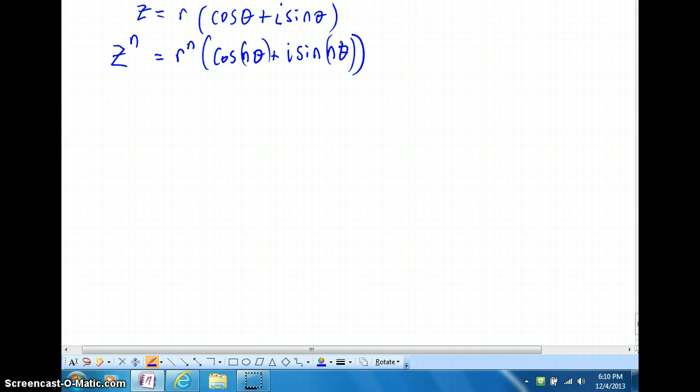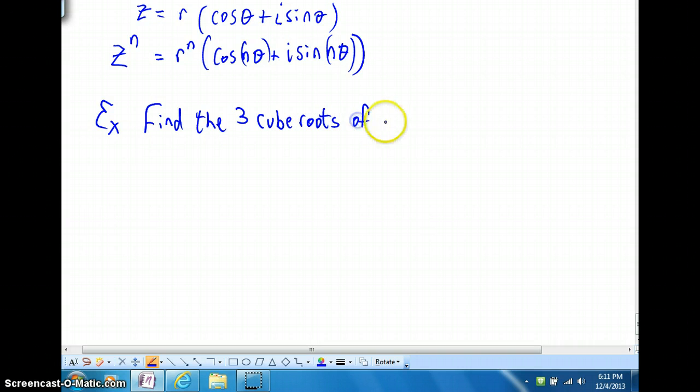But today we're going to investigate how to find roots of complex numbers. And we're going to use this idea that I just wrote up. Officially this is known as de Moivre's theorem. But let's just say that for an example, I'd like for us to find the 3 cube roots of i. And for that matter, we could find roots of all different types of complex numbers.